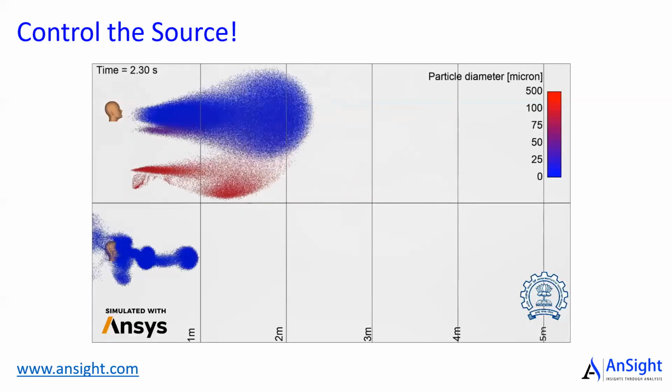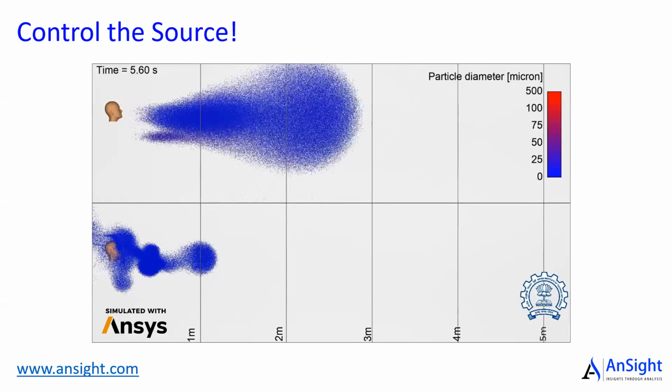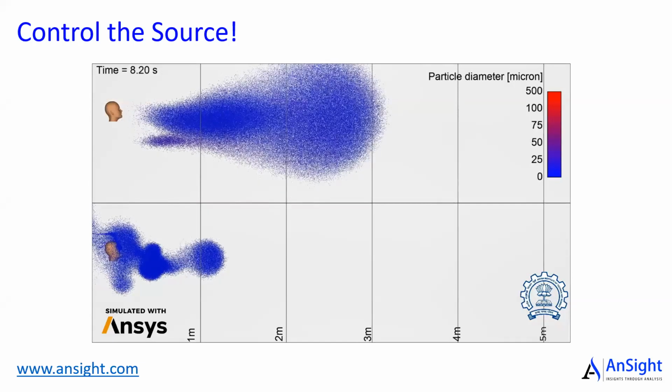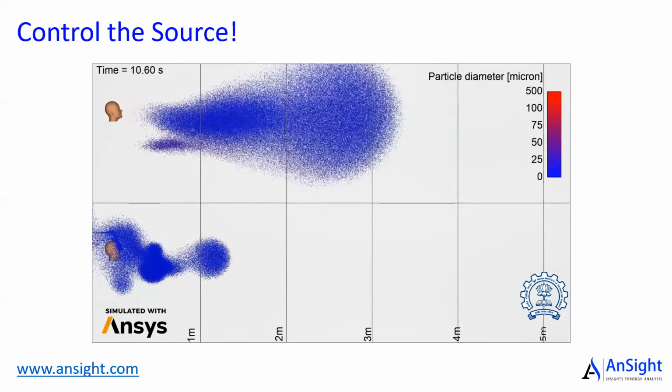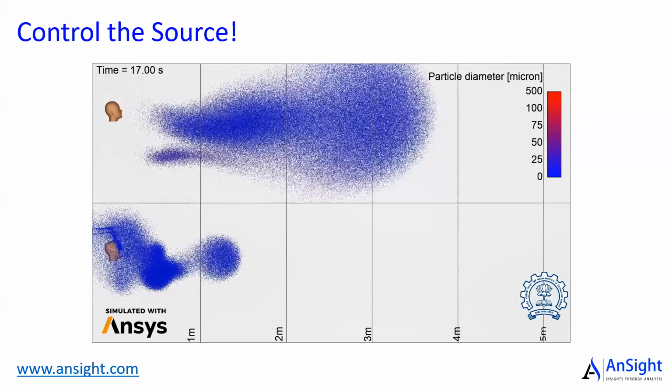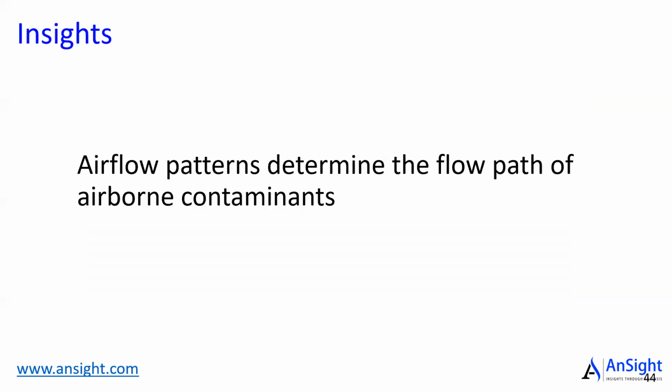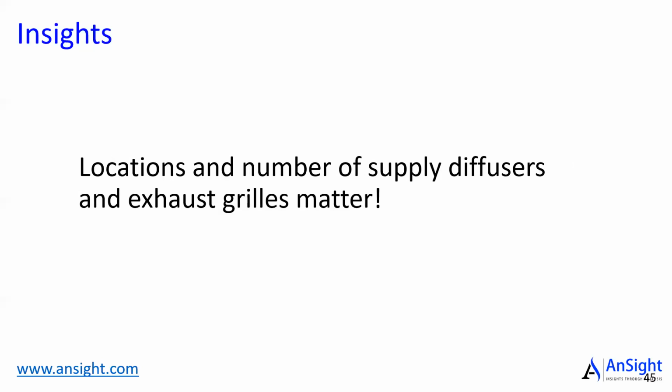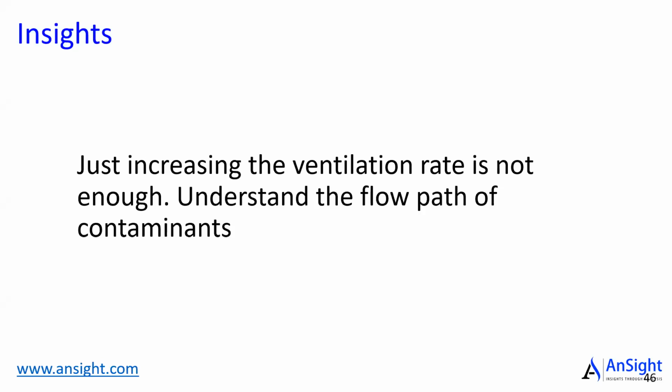Control the source. This is the ANSYS company did this simulation. Wear the mask. That's the best strategy we have now. Because if you control the release of contaminants at the source, our job will become easy. What we learned today, airflow patterns determine the flow path of airborne contaminants. Location and number of supply diffusers and exhaust grills matter. Just increasing the ventilation rate is not enough. You can add another air handler, another blower in the space. Unless you understand the airflow pattern and flow path of contaminants, just adding more air would not help.